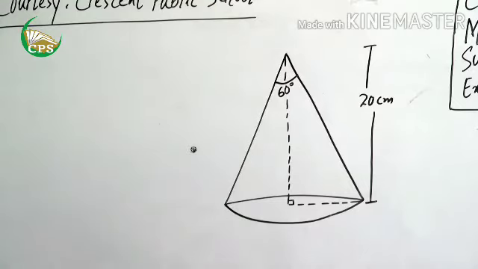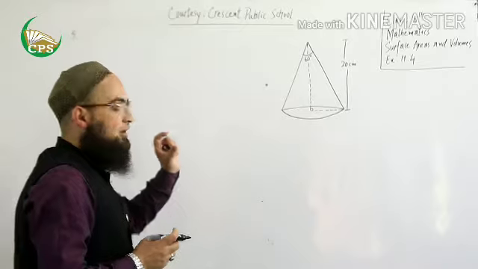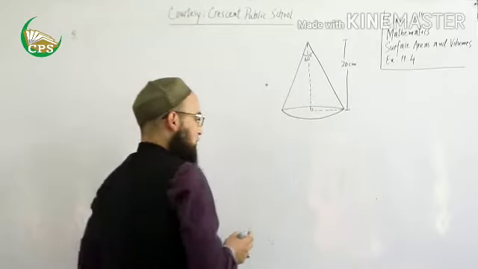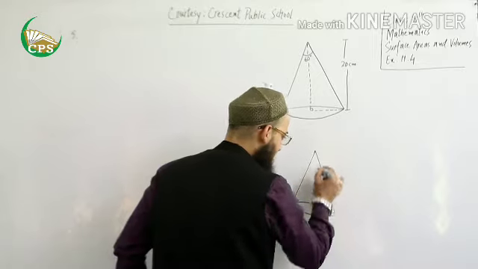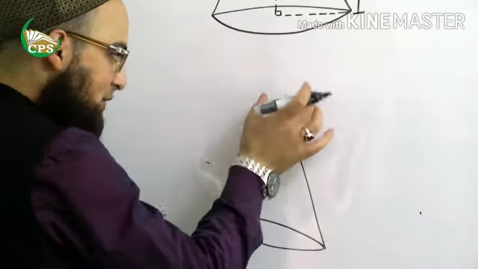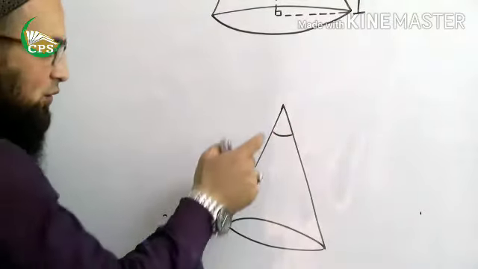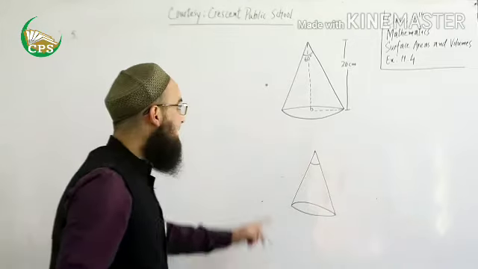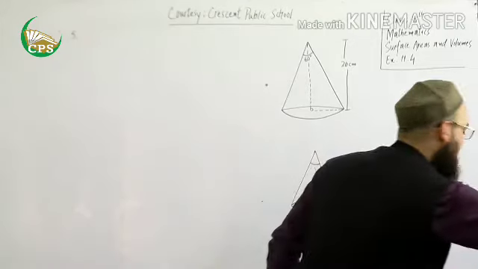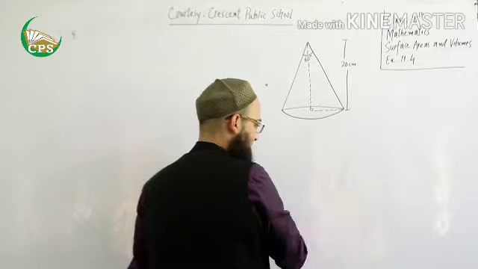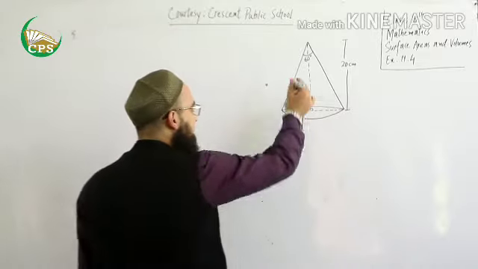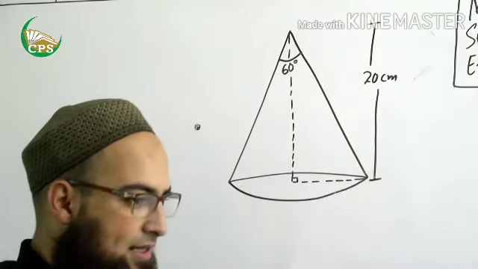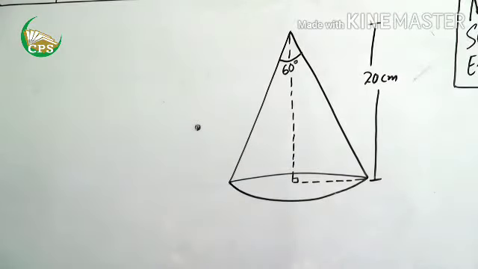The vertical angle of the cone is the angle of the apex of the cone. For example, if you have a cone, the tip of the cone is called the apex of the cone, and the angle of the apex is the vertical angle of the cone. Now, this is a vertical angle, 60 degree, cut into two parts in the middle.